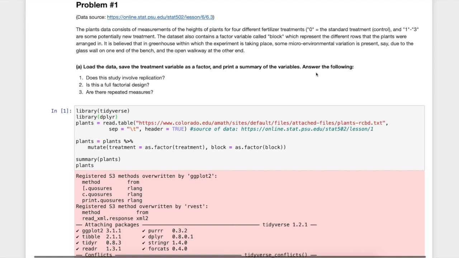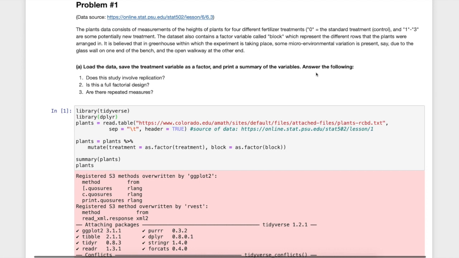This is similar to a data set that we looked at previously, but this data set also contains a blocking factor, which we will explore a little bit in the early parts of this question and then ignore until we learn about block designs in the next lesson.